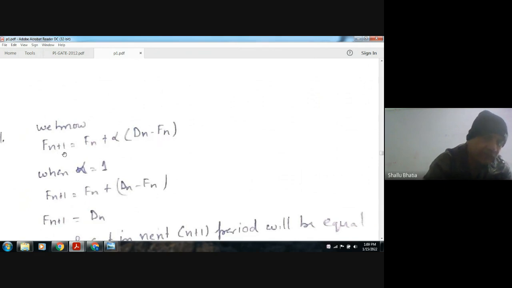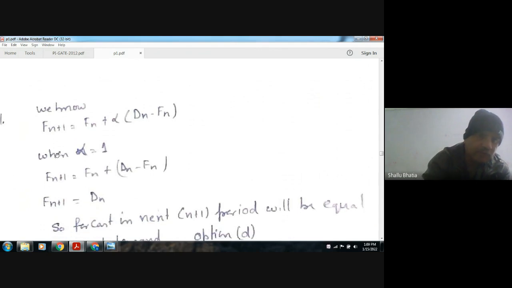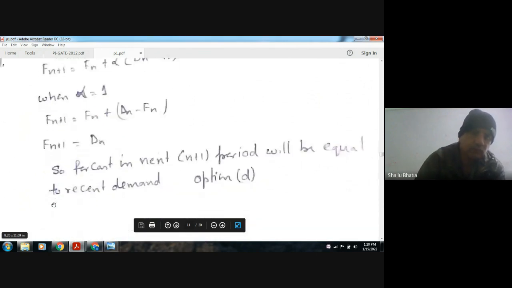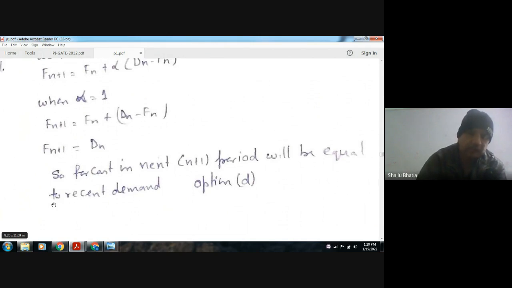Where F(n+1) is the forecast for the next period, Fn is the forecast for the present period, Dn is the demand of the present period, and alpha is the smoothing constant. So if we put alpha equal to 1, then Fn will cancel out. So next period's forecast will be equal to demand. Okay, so the smoothing constant will be equal to 1, so the answer is D.